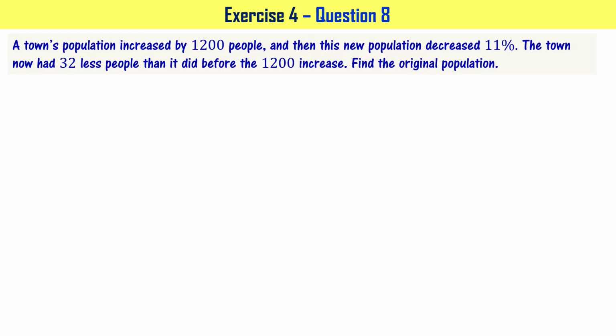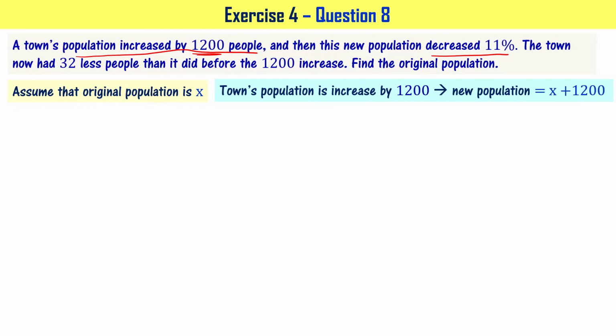The population of the town increased by 1200 people. And then the new population decreased by 11%. The town now had 32 less people than it did before the 1200 increase. Find the original population. Let's assume the original population of the town as x. If the original population of the town is x, then when you say that the town's population increased by 1200, it means the new population is going to be 1200 plus x or x plus 1200, right?